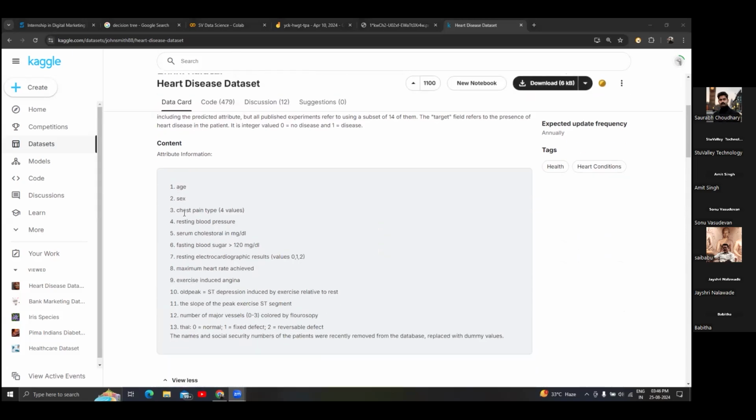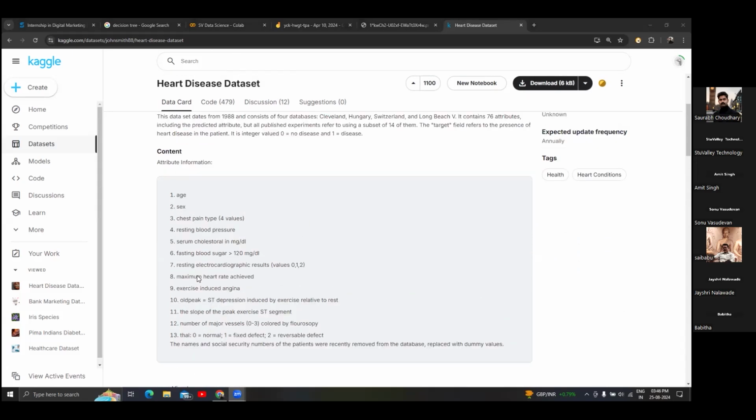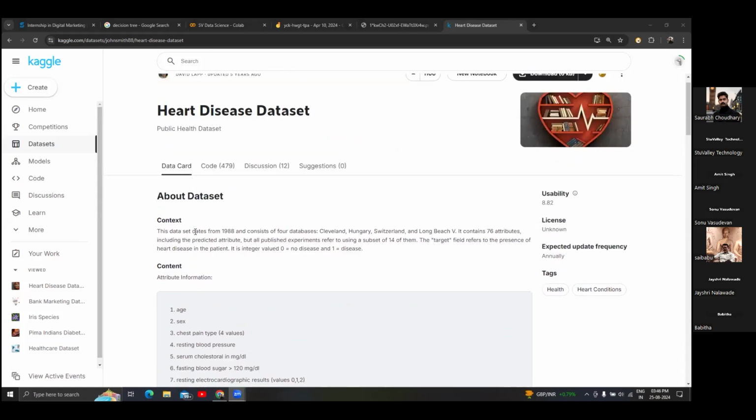So age, sex, chest pain, resting blood pressure, serum cholesterol, fasting sugar, everything you have. So what you have to predict here, the data set consists of four databases of people and including the predicting value. Target field refers to the presence of heart disease in the patient. So you have to tell whether the patient has the heart disease or not. 0 means no disease, 1 means disease.